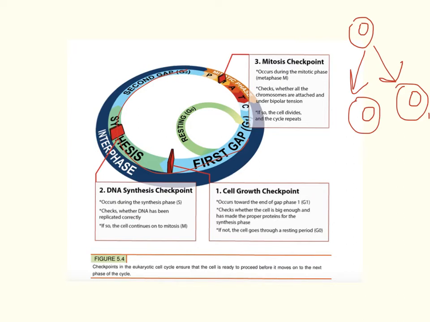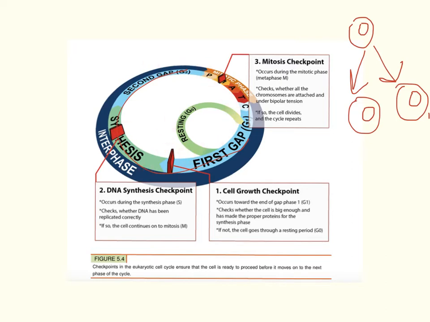Now, the last checkpoint in the cell cycle is this mitosis checkpoint in metaphase. In metaphase, that checkpoint checks to see if all the chromosomes are attached along the metaphase plate, and that those tubulin molecules, those wires, if you will, or cables, are attached to the centrosome and they're tight. If they are, we're ready to go, and we just divide. The cell divides, and mitosis continues, or the cell cycle continues.